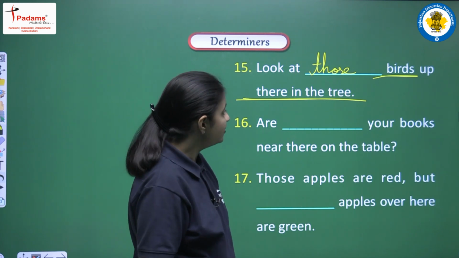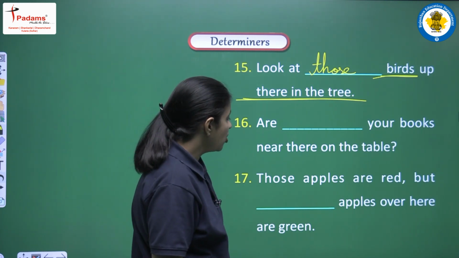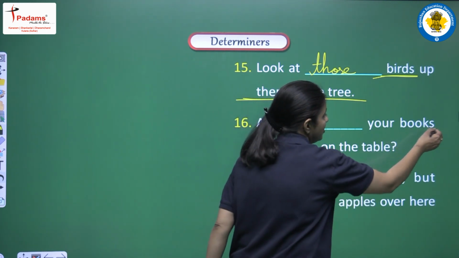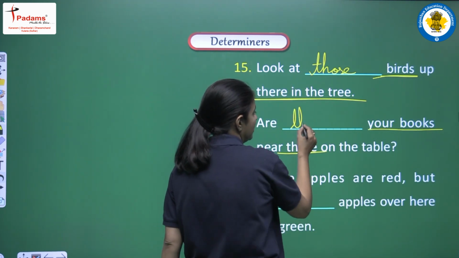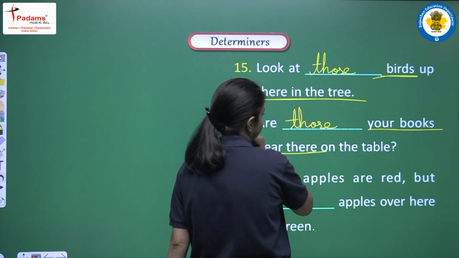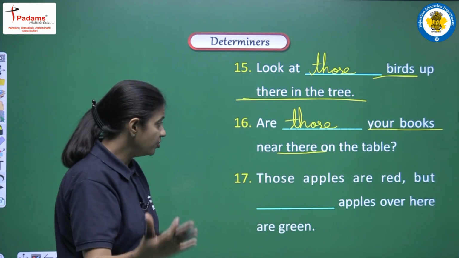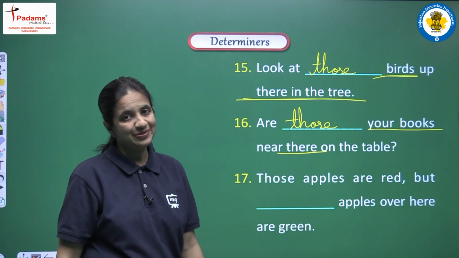Next is, are your books near there on the table? Again we are having books, that is plural, and we are using there. So again our answer will be those. Are those your books near there on the table?